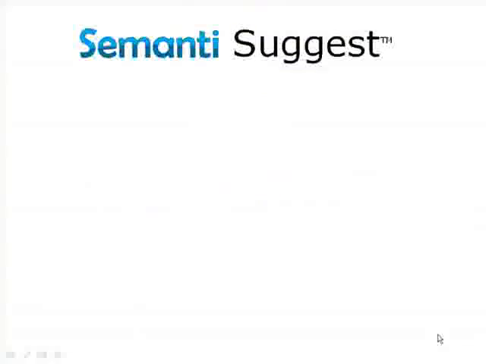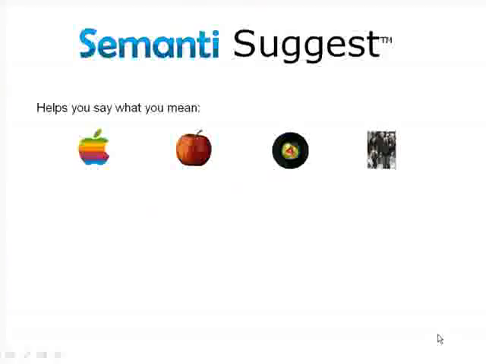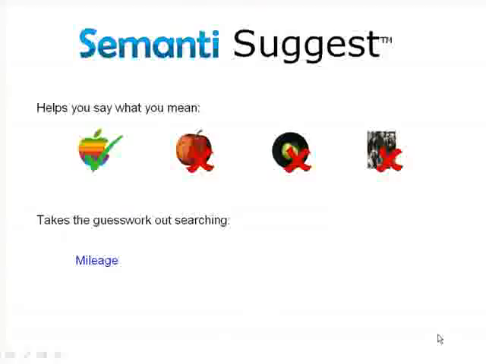Now this is important for two main reasons. First, it allows Semanti to return results that only match the definition you intended. So if I'm searching for pages about Apple Computer Inc., I won't get pages about fruit, record labels, or Gwyneth Paltrow's child. Secondly, it allows Semanti to automatically include pages about synonymous terms without you having to guess which is the best term to use.